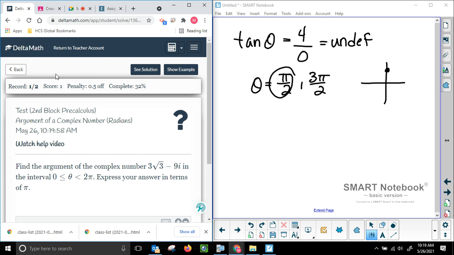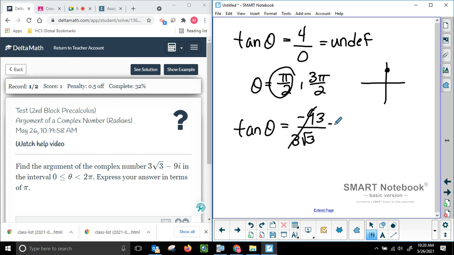Let's do another one. Maybe they give us one that's not. Yes, okay, I like this one. So here again, we will do tangent of theta is equal to b, which is -9, over a, which is 3 square roots of 3. So of course this would reduce to -3 over the square root of 3. If you rationalize that, you get -3 square roots of 3 over 3, where these things cancel, so it's just negative the square root of 3.